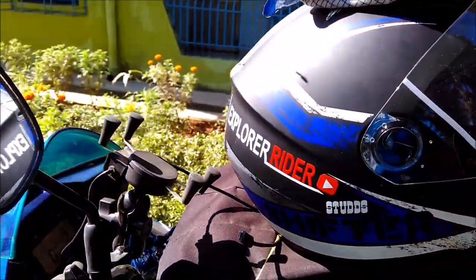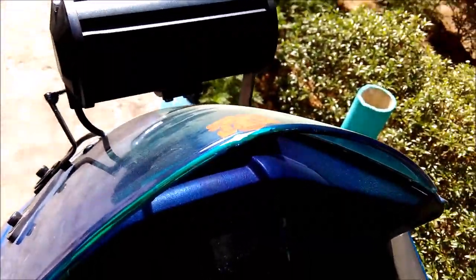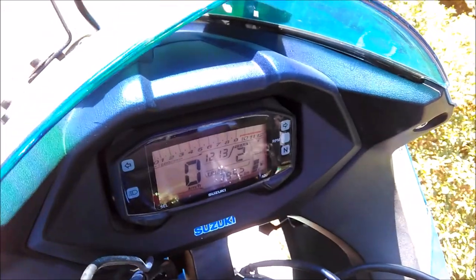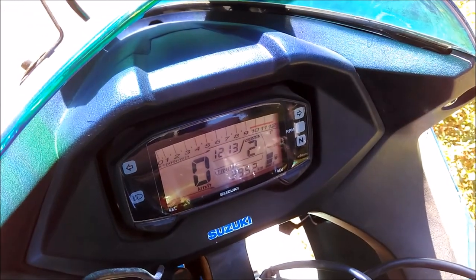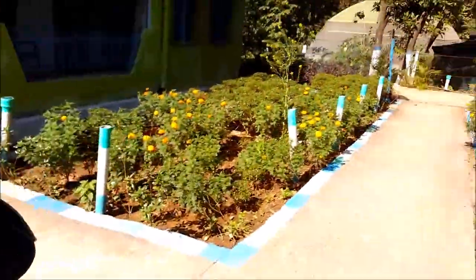Yugarwala tank back. My kilometer is done. 395 from my home. So that's it.